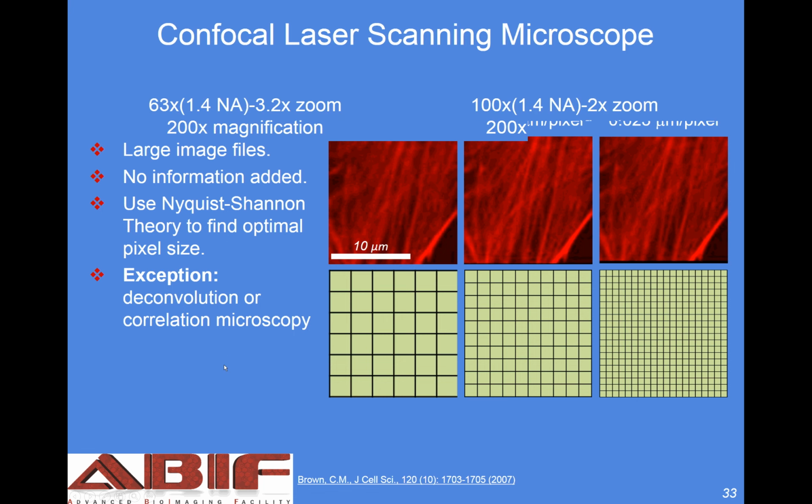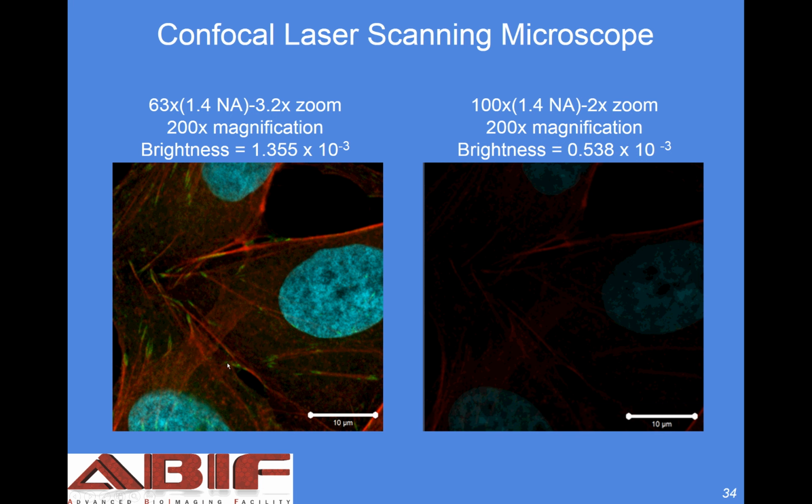So if you remember, we come back to brightness. If we take the 63x lens at 3.2x zoom, our total magnification is 200x. If we take a 100x lens at 2x zoom, our total magnification is also 200x. But the brightness is going to be 2.5 times higher with the 63x lens. So these are images showing the same region of the same sample, and you can see that the 63x image is quite a bit brighter.